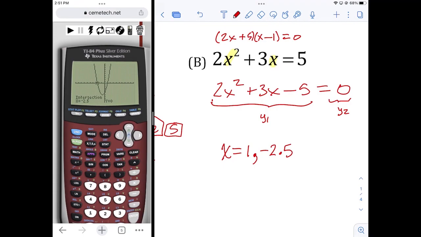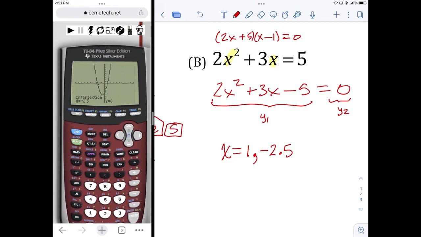Okay. What's nice about this is we can verify these by factoring, because that does factor into (2x + 5)(x - 1), and the roots of that are 1 and -5/2, which is what we got.